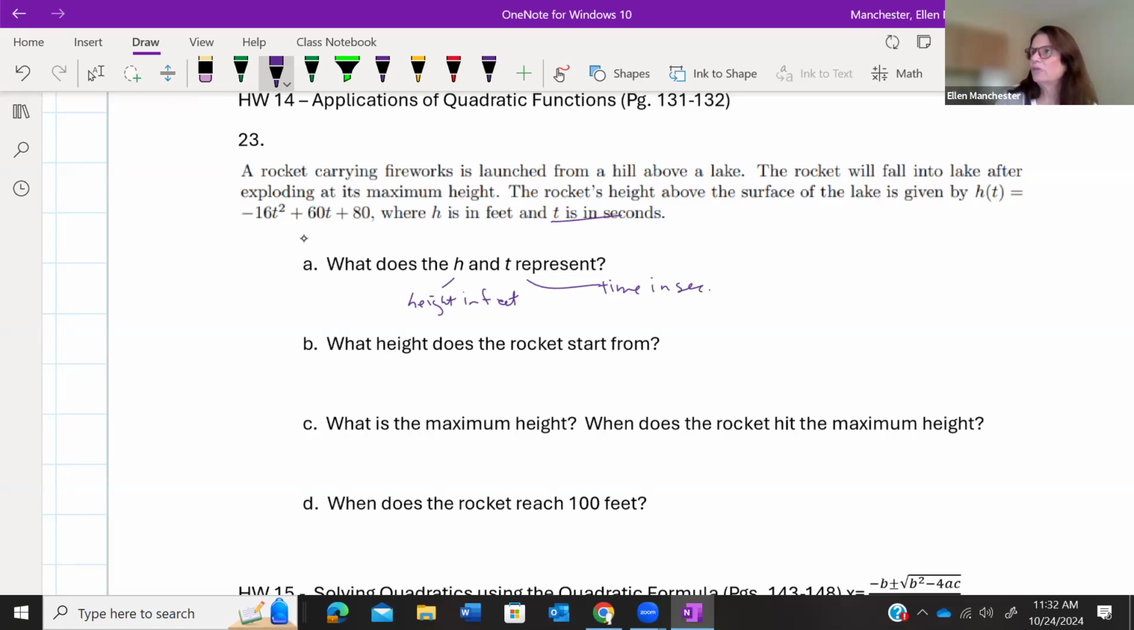Okay. And then what's the height where the rocket starts? It's always your C value, at 80 feet, good. And then when you see the term maximum, what's the mathematical process you're going to use? What do you look for? The vertex, yes. Okay, so you're going to use your vertex formula.